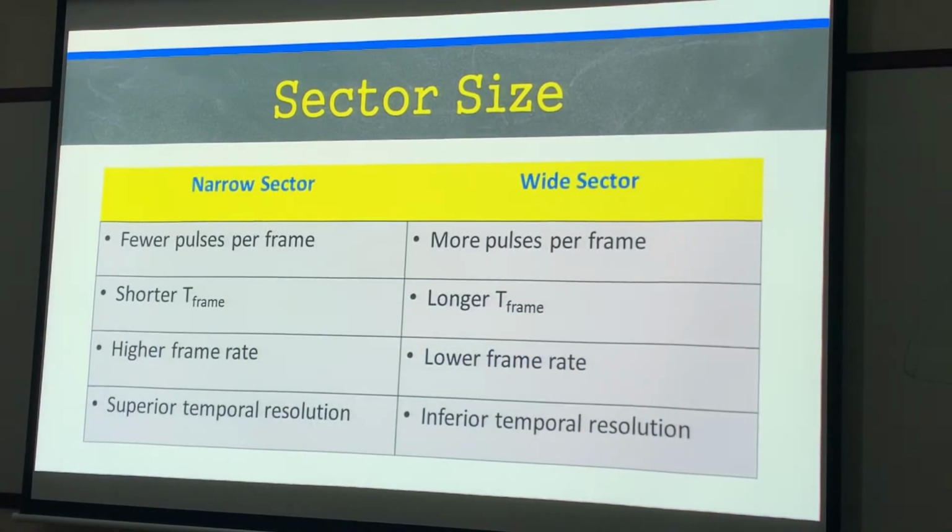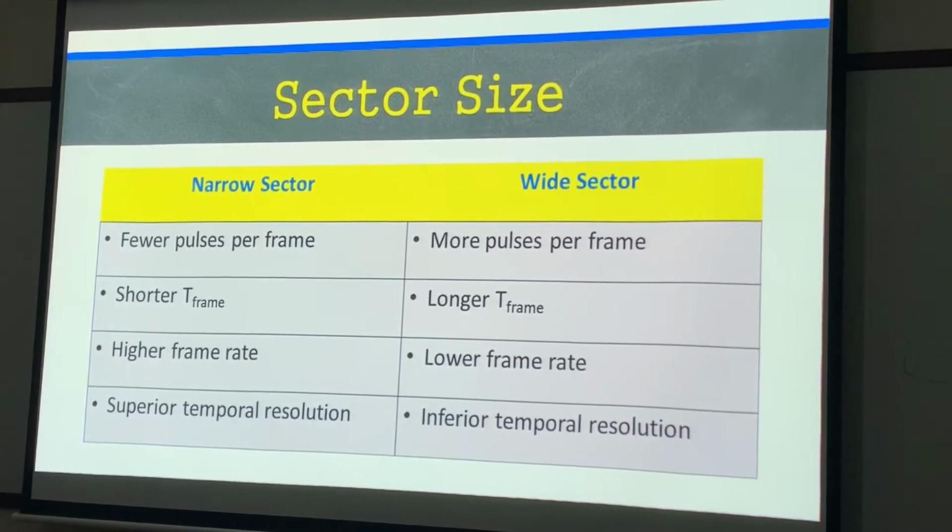Okay. So again, you see right here, quality is not being affected. When we're talking about sector size, just sector size, the quality is not being affected. So with a narrow sector, we're going to have fewer pulses per frame. Remember, we had 16 versus 8 or something like that. We're going to have a shorter T frame, right? Higher frame rate and better temporal resolution when we're having a narrow sector.